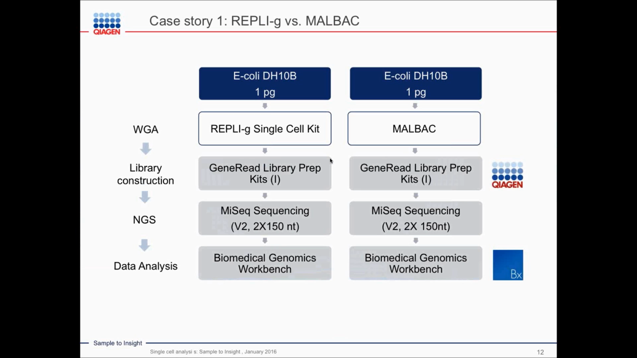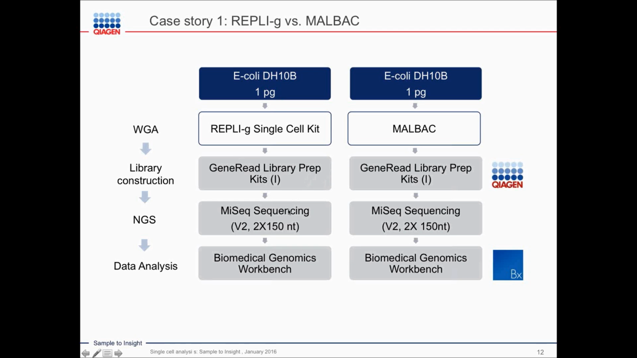So in case story 1, we're focusing on Repligy versus Malbac. And here you can see we're doing two whole genome amplifications, and that's really the only place where these two different workflows differ. On the left side, we're targeting E. coli, just 1 picogram, and we're using the Repligy single cell kit, with the GeneReader library kit, as in the other, to create a library.